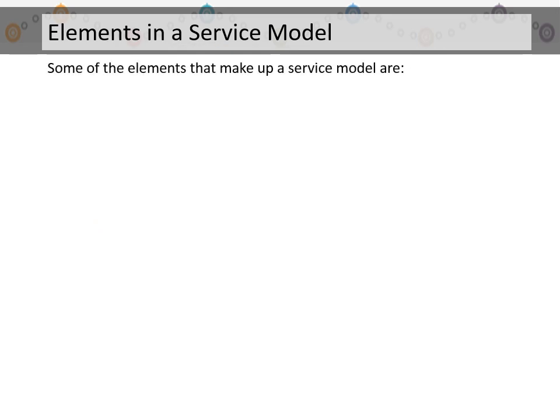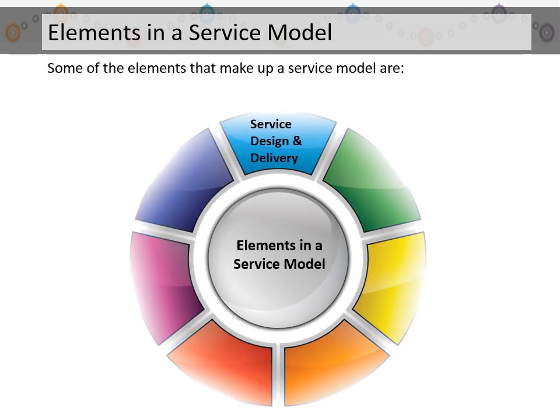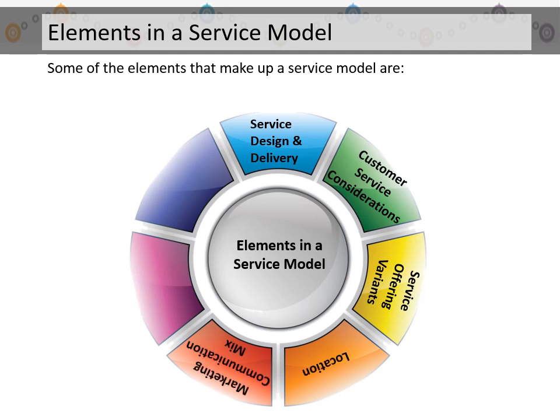Some of the elements that make up a service model are service design and delivery, customer service considerations, service offering variants, location, marketing communication mix, pricing strategy, target marketing and positioning.